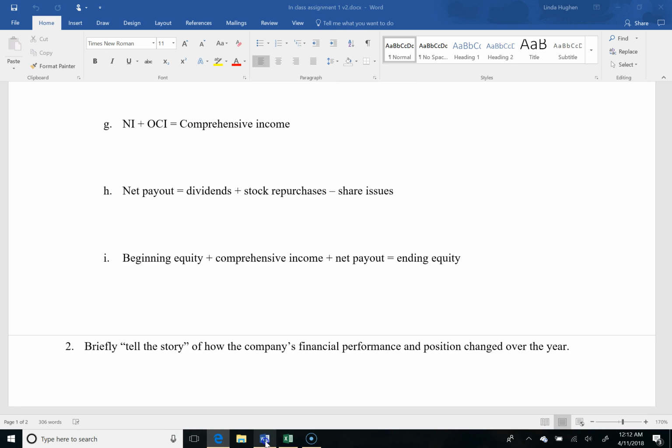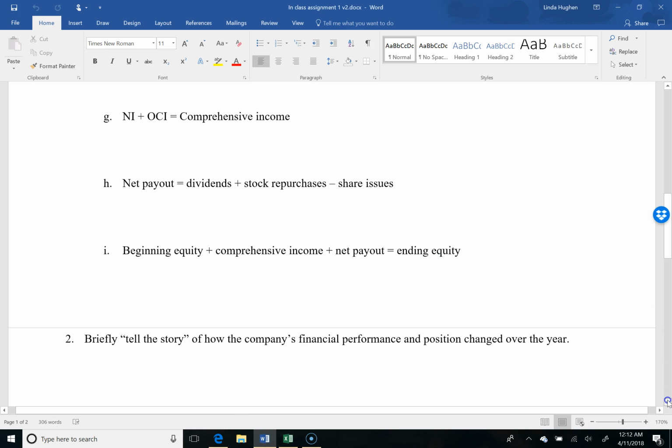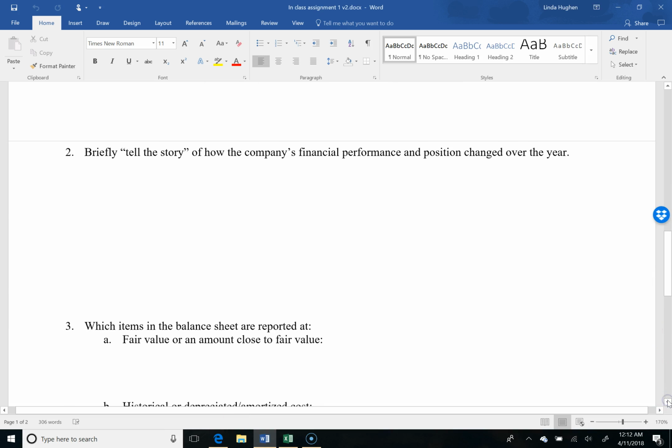Question 2 of this worksheet says to briefly tell the story of how the company's financial performance and position changed over the year. Based on all the questions that were asked in all the different parts of question 1, what happened? What can we take away from this company based on our analysis?